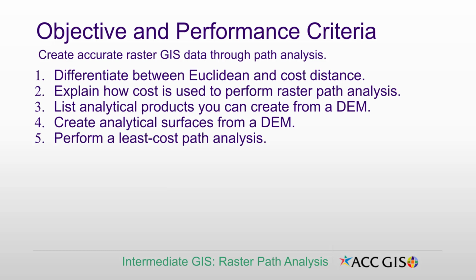You should be able to explain how cost is used to perform raster path analysis, including generating a cost surface, a cost distance, a cost back link, and use those input rasters to create an optimal path raster or an optimal path line. You should be able to list analytical products you can create from a digital elevation model, including hillshades, contours, slope, aspect, and viewshed. And in the lecture demonstration and the Onion Creek Trail suitability analysis, you should create analytical surfaces from a DEM and perform a least cost path analysis.